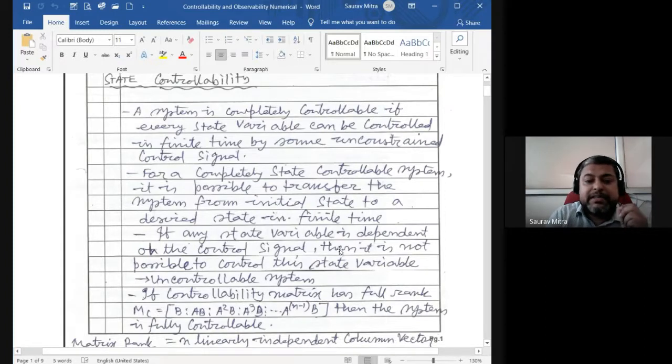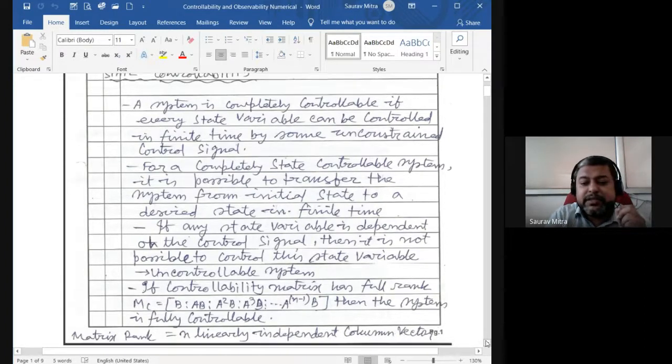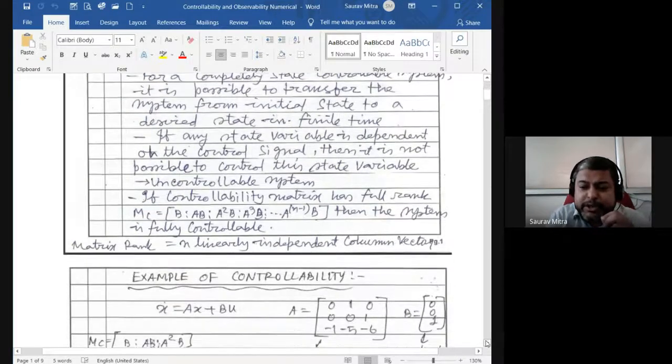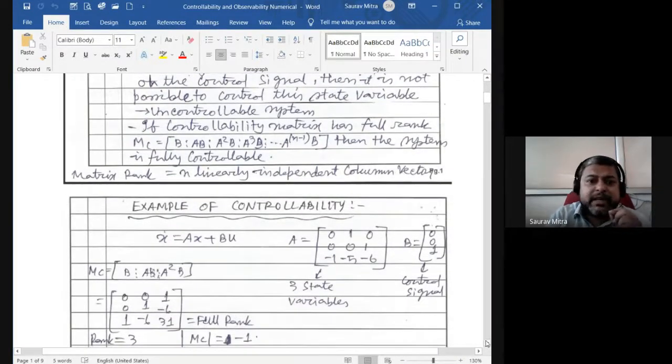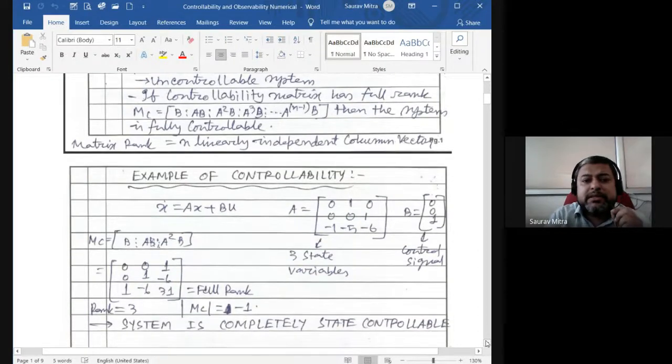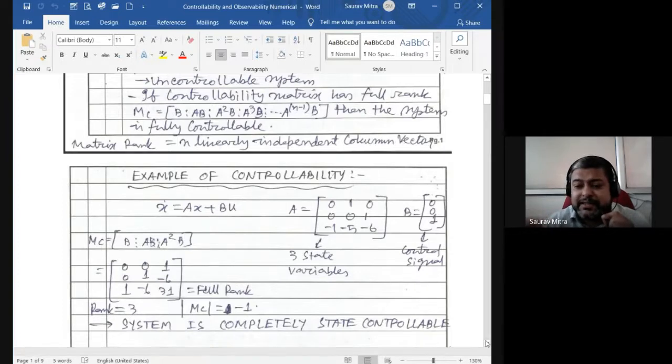If any state variable, irrespective of the input, cannot be controlled by the input, in that case we can say that the system is uncontrollable. For an uncontrollable system, input is given but the system is not going in the desired direction, the states are not going in the desired direction. In that case it is called an uncontrollable system.